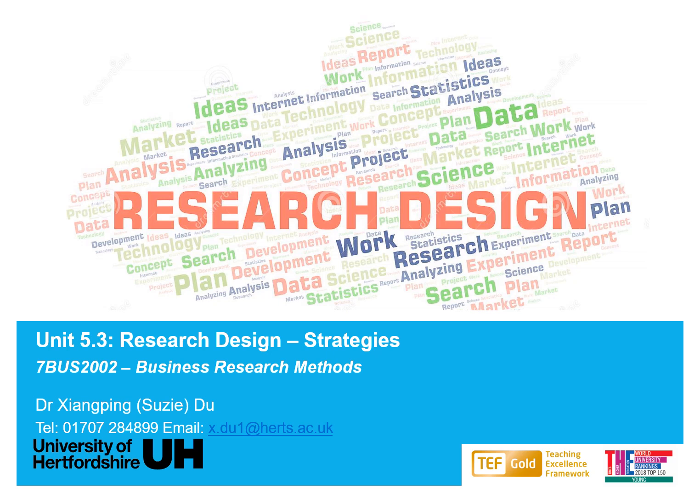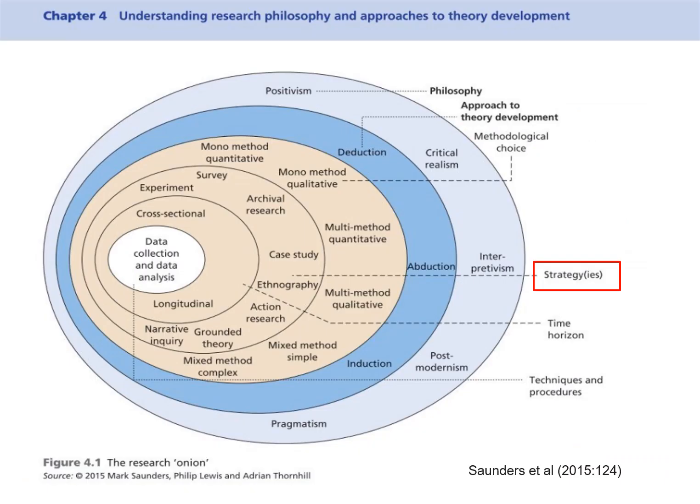In this presentation, we're going to discuss one of the most important research design elements, which is research strategy. Research strategy is the fourth layer of Saunders' research onion. As the fourth layer, it connects the outer layer, research philosophies and methodological choices, to the very inner circle of the onion, which is the core in terms of data analysis and collection methods.